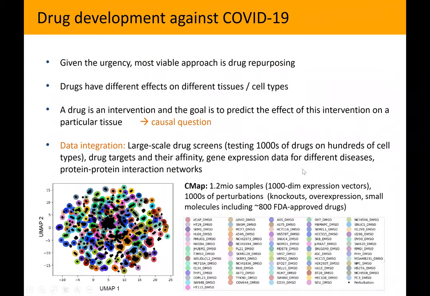Now, there are all these huge drug screens that have been performed, for example, the CMAP dataset that is freely available from the Broad, which many of you, I'm sure, know, where you have huge sample sizes of these gene expression vectors with thousands of perturbations, including about 1,000 FDA-approved drugs on many different cell types.